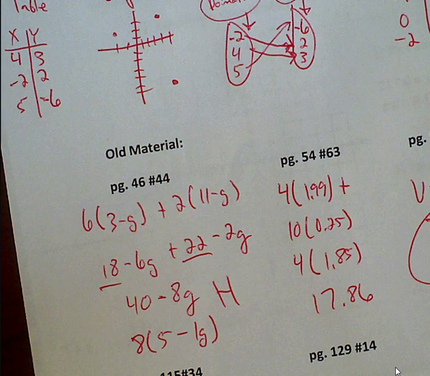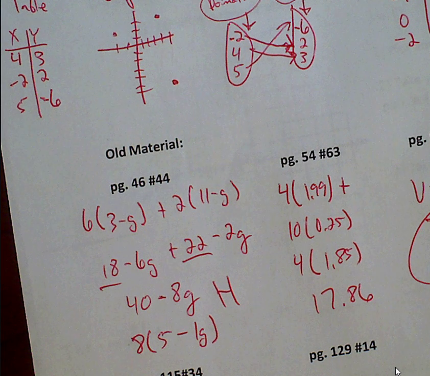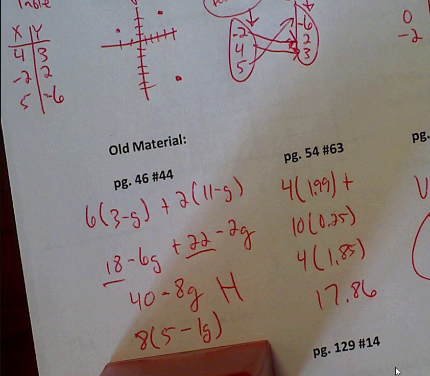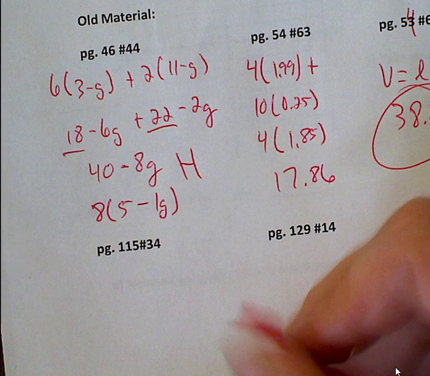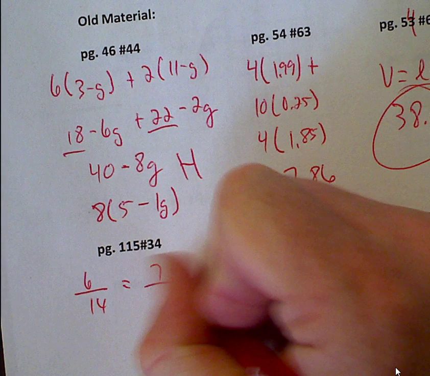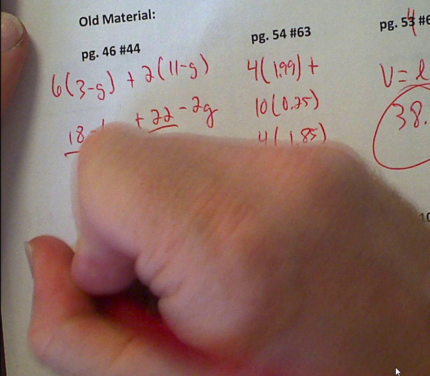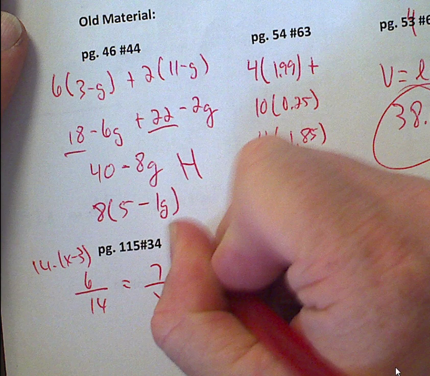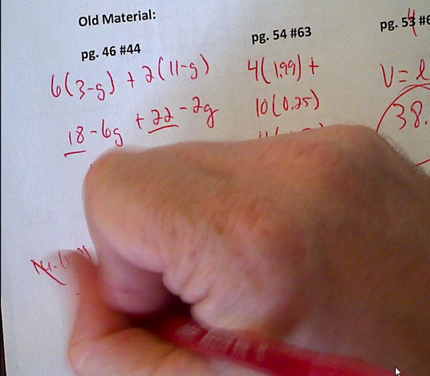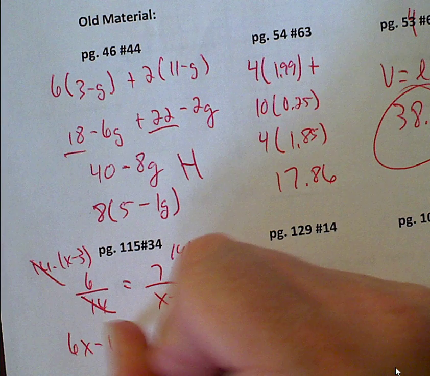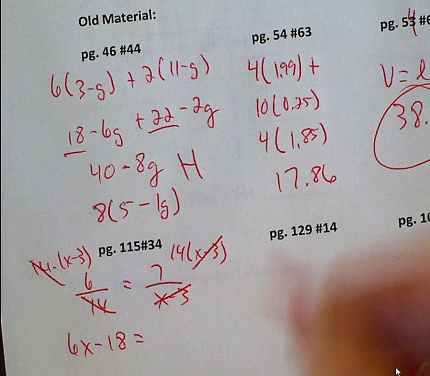Page 115, number 34. Pause the video and try. Here we go, page 115, number 34. I have 6 over 14 equals 7 over (x minus 3). I can cross multiply or multiply by my denominators. So I'm trying to review with you guys. So 14 and 14 would cancel. That would give 6 times (x minus 3), which is 6x minus 18. x minus 3 cancels on the other side, and 7 times 14.